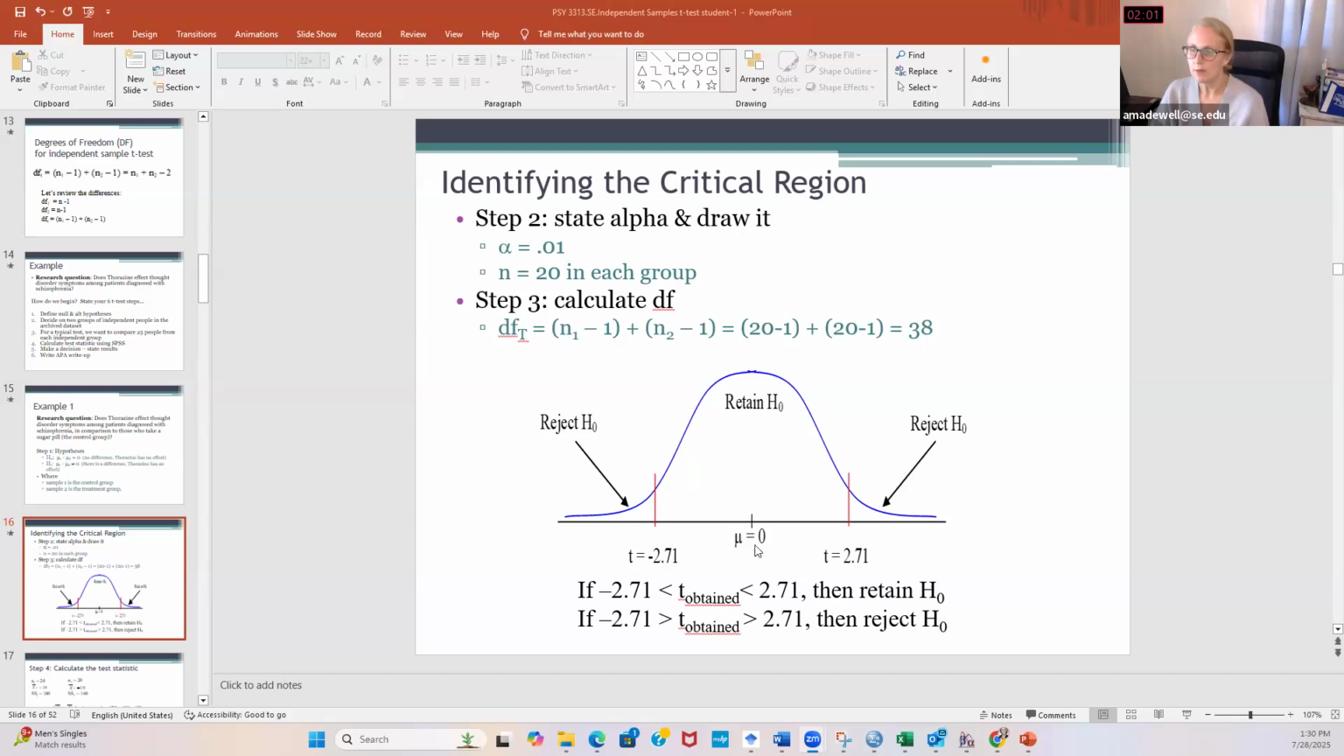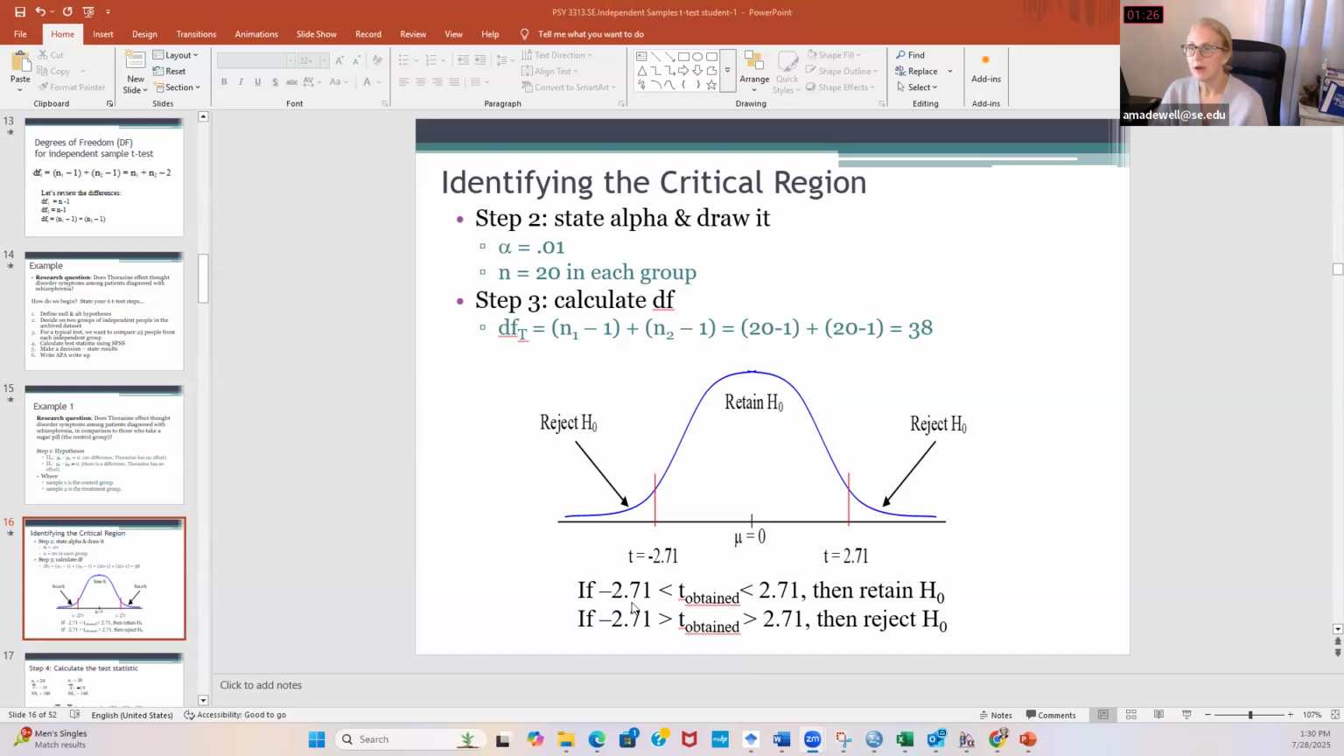If our mu1 minus mu2 is near 0, let's say our mu1 minus mu2 is 1.5. Maybe it'd be like right here. If it's right here at 1.5, then we would retain our null. If our mean difference is, say, 3.5 and it's over here, we could reject our null. If our mean is negative 1.5, we could reject our null and accept our alternative hypothesis.